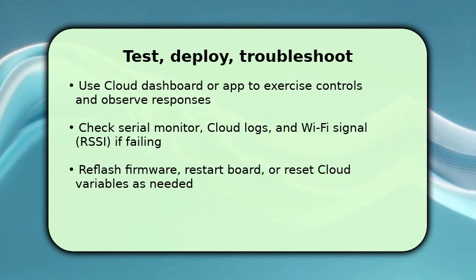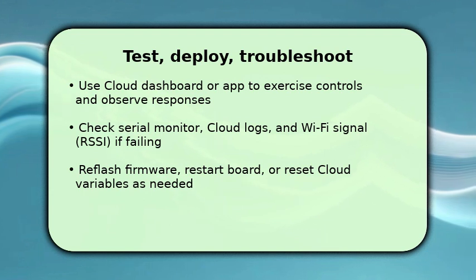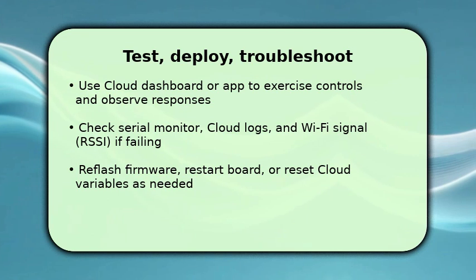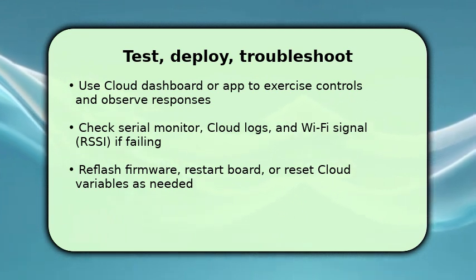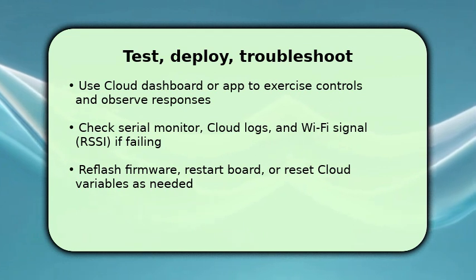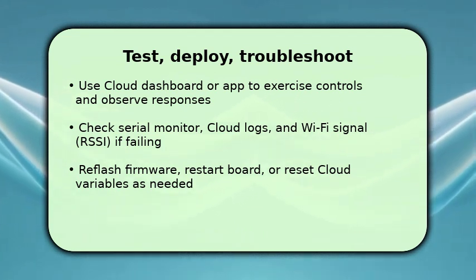If something fails, inspect the serial monitor and cloud logs, then check Wi-Fi signal strength and credentials. If problems persist, reflash the sketch, restart the board, and reset any cloud variables or device pairing. One key tip: look for mismatched variable names between sketch and cloud. That's a common silent failure.